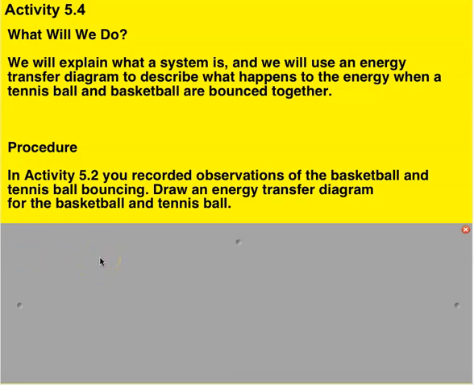So the procedure, the very first thing I want you to do on the first page, it says in Activity 5.2, you recorded observations of the basketball and tennis ball bouncing. What I want you to do is draw an energy transfer diagram for the basketball and the tennis ball. So we've drawn a couple energy transfer diagrams. We drew one in the last Activity 5.3, and we also drew an energy conversion diagram, or energy transfer diagram, in Activity 5.2. So go back in your book a couple times and see if you can draw this energy transfer diagram. So go ahead, pause the video, draw an energy transfer diagram for the basketball and the tennis ball, and then hit play again when you're done.